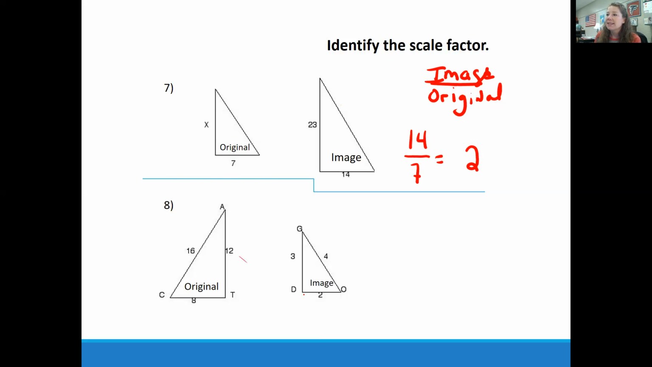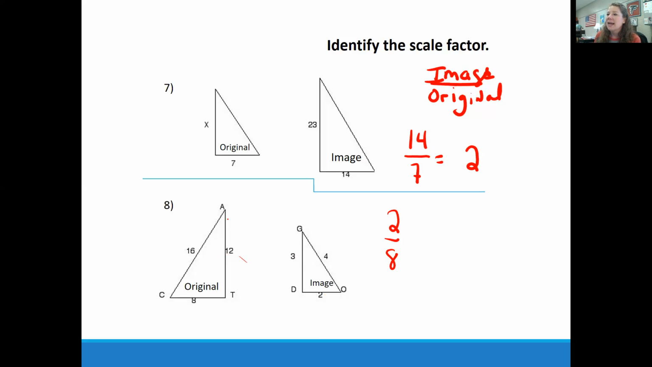Let's look at number 8. The image is smaller than the original. So what do we know about the scale factor? It must be less than 1. So we're going to put the image over the original. Any of these should work. We can put 2 over 8. We should be able to put 3 over 16 or 4. No, those are flipped. I'm so sorry. I was about to say that doesn't work.